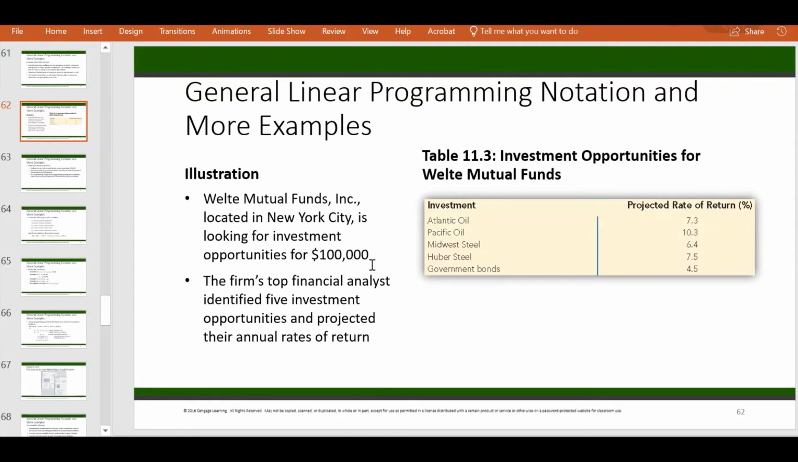Sometimes it's not the case. In the next chapter, chapter 12, we will talk about portfolio selection again, but with a new tool, integer LP, and with a binary formulation. It's going to be different. But for now, all decision variables are defined as continuous. They can take any decimal numbers between zero and 100,000. So our decision is how much money to put on the first investment alternative, the second, the third, fourth, and fifth one.